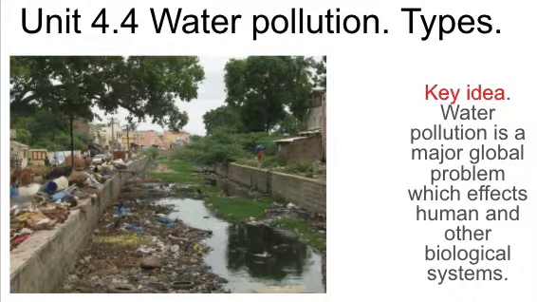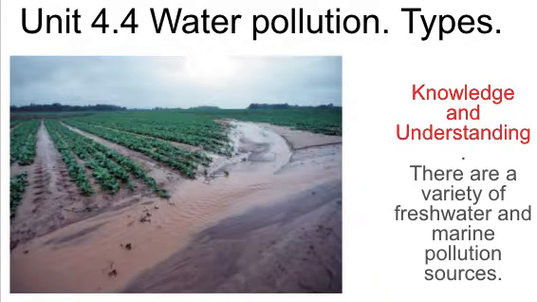So let's have a think about the different types of water pollution. So there are a number of different types of water pollution that we're going to look at. So types of aquatic pollutants can include floating debris. If you've looked at a river in an urban area, you'll see there's a lot of plastic bags and other garbage floating around in that.